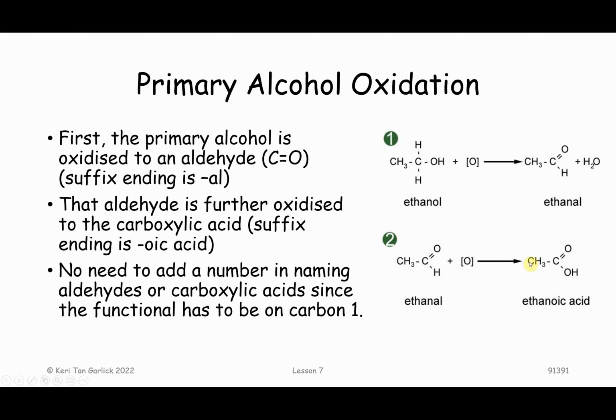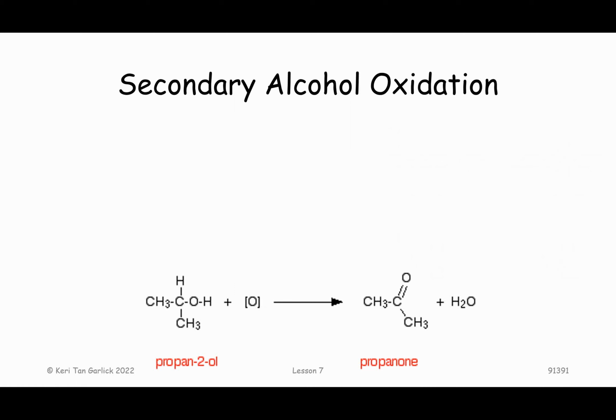And this can only occur on carbon number one, because if it's on any other carbon, there won't be enough bonds. So one, two, three, four. If this was somewhere in the middle, then I would have a fifth bond. So that's why this is only referring to primary alcohols.